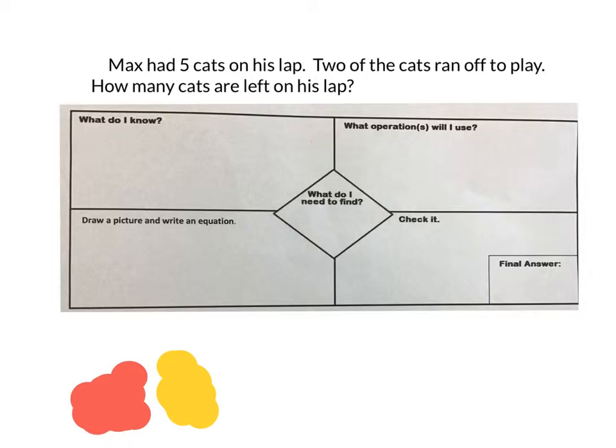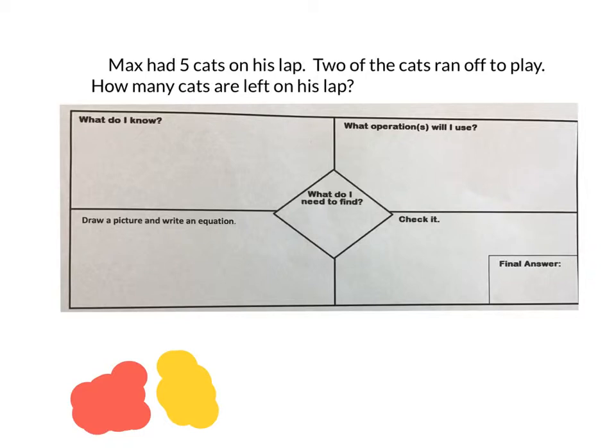So, the word problem says, Max had 5 cats on his lap. 2 of the cats ran off to play. How many cats are left on his lap? I'm going to start in the middle box of my graphic organizer where it says, what do I need to find?